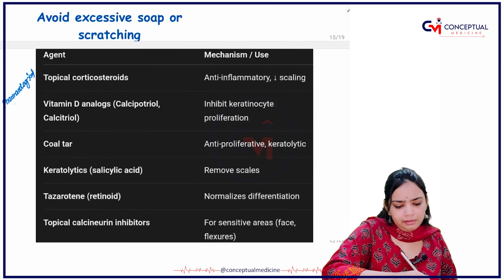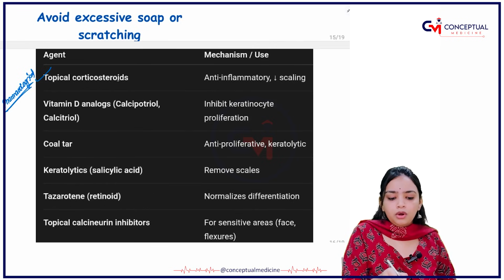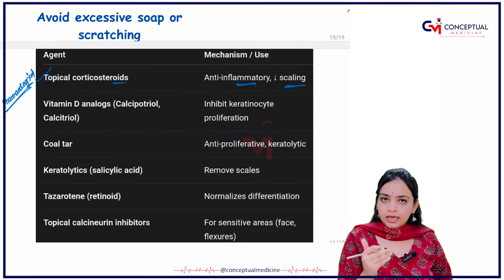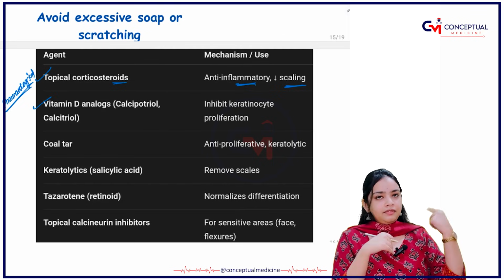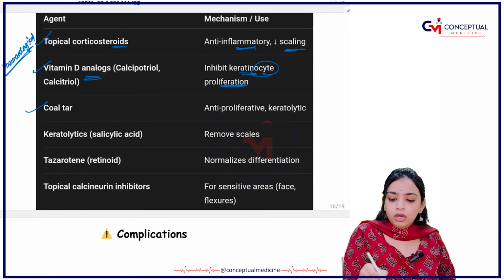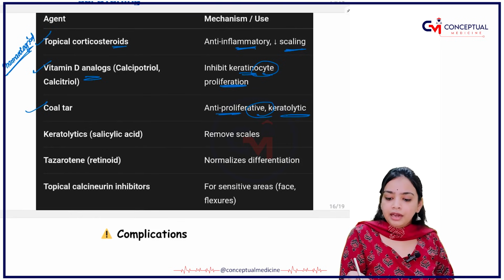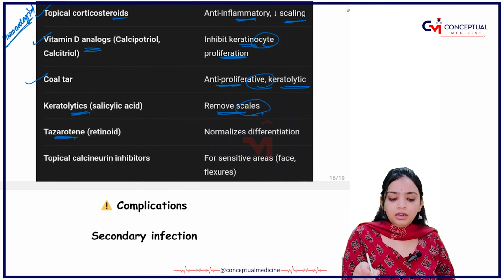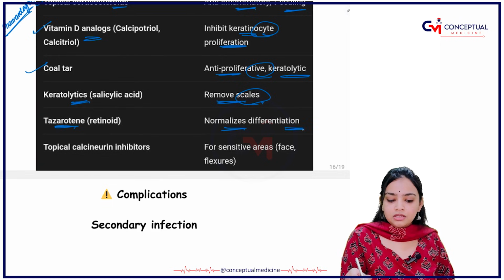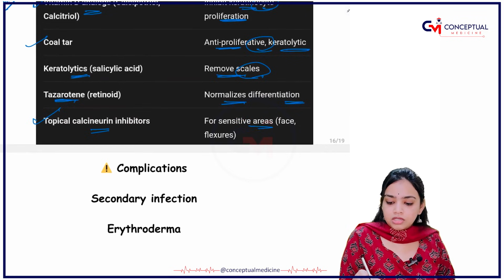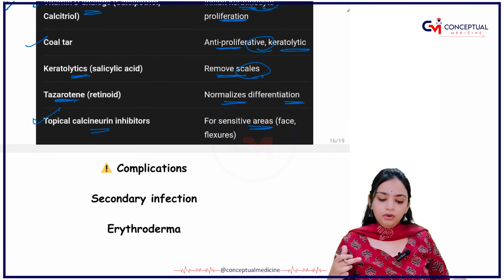These are basically the pharmacological treatment. Let's see them also one by one. First thing you will be having topical corticosteroids. They are anti-inflammatory and they decrease the scaling, that white that we were able to see. Then you have the vitamin D analogs. They inhibit the keratinocyte proliferation. Coal tar is anti-proliferative and keratolytic. Then you have the keratolytics, it removes the scales. Then you have the tazarotene, it normalizes the differentiation, and you have the topical calcineurin inhibitors for sensitive areas like your face and like your flexures.